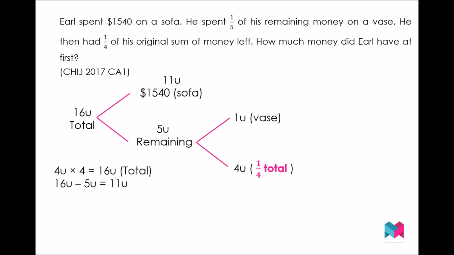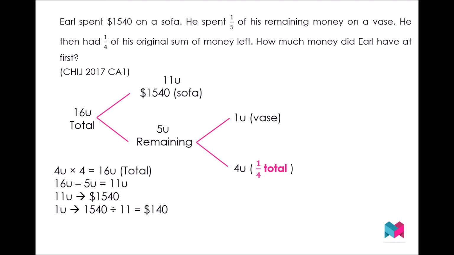Now that we know that O's total is 16 units, we can find out that the $1,540 spent on the sofa represents 11 units, as the remaining is 5 units. Alright, so we take the total of 16 units, subtract the remaining 5 units to find out that the sofa is actually represented by 11 units.